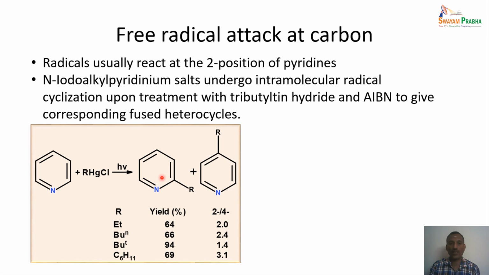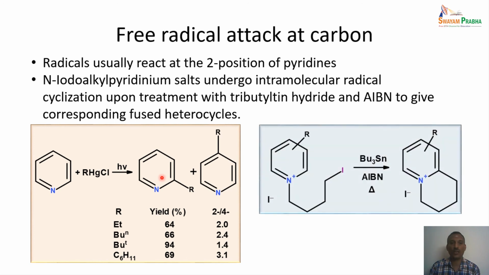Another reaction is the cyclization reaction. So N-iodoalkyl pyridinium salts, as shown here, undergo intramolecular radical cyclization upon treatment with tributyl tin hydride and AIBN to give the corresponding cyclized, fused product. So this is another reaction where we can form a fused ring using free radical cyclization.